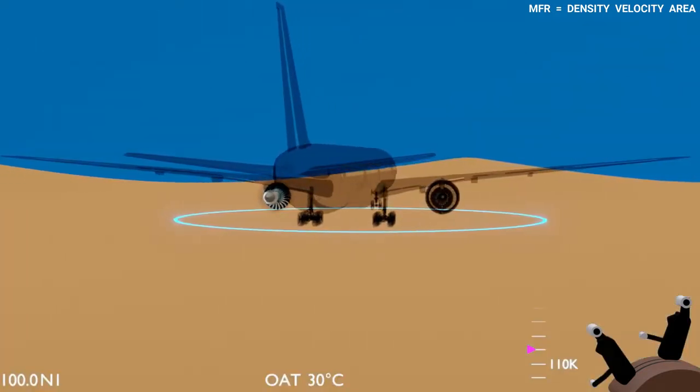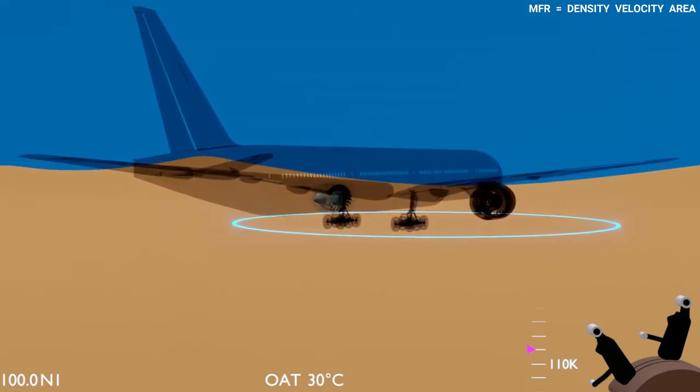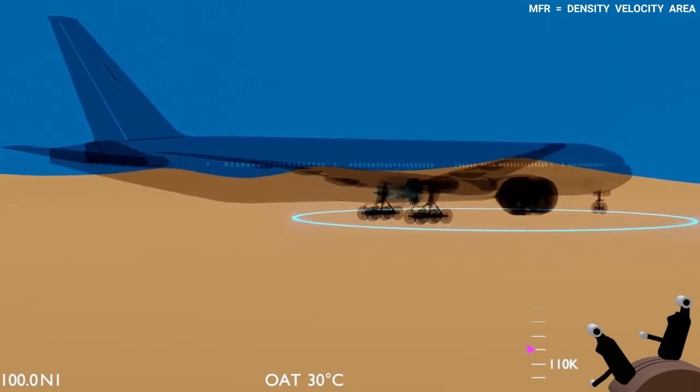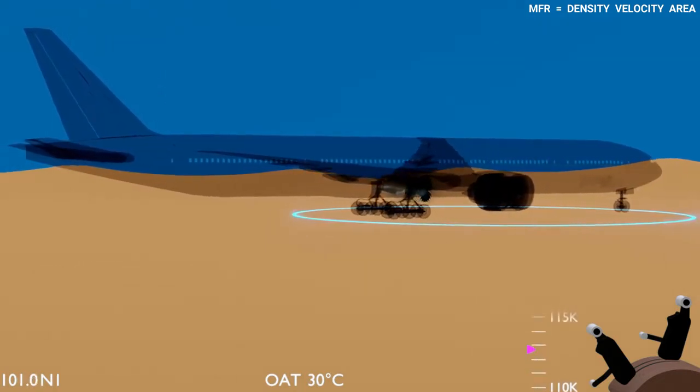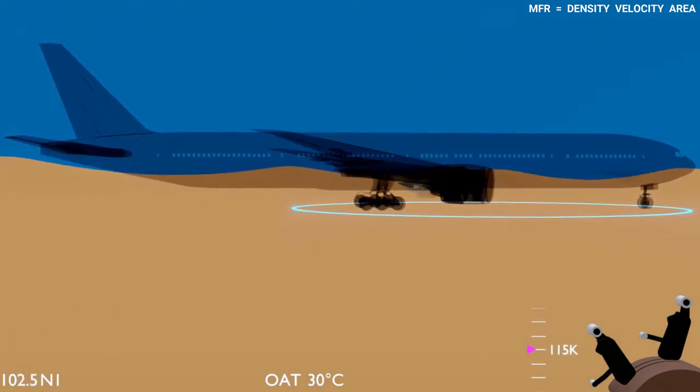In a high atmospheric temperature condition, the air density is relatively lower. If the engine runs at the standard speed, then it will fall short of the rated thrust. Therefore, the EEC increases the N1 speed, to increase the airflow, and ensures the rated thrust is maintained.